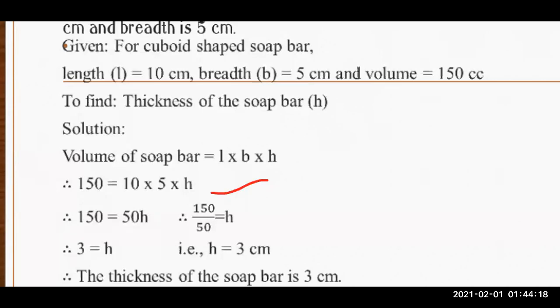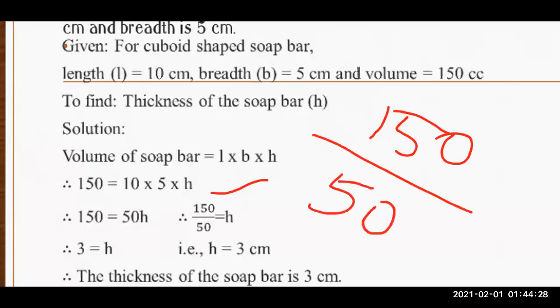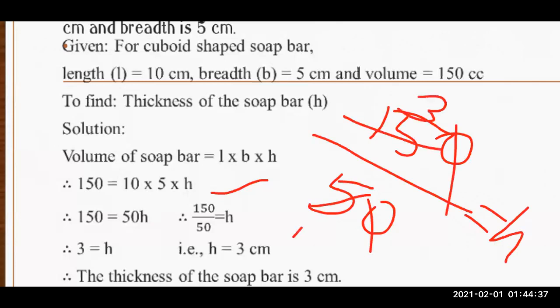Now 150, we will take there only. Then this 50, it is multiplication. If it goes to that side it becomes division. So here will be 50. What is remaining? Only h will remain. See here, zero zero we will cut. 5 ones are 5, 5 threes are 15.